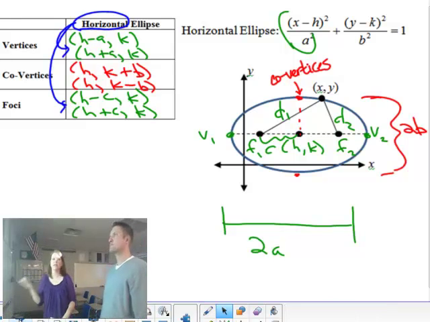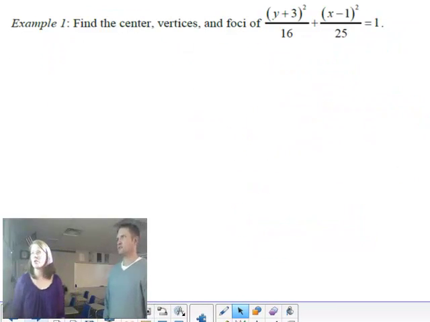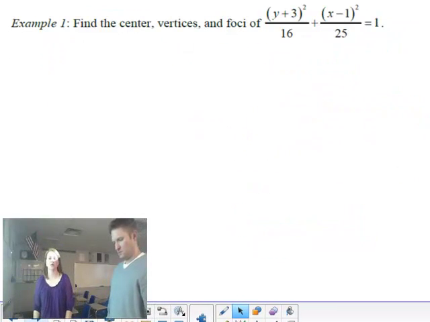So co-vertices going the other way. Awesome. Again, you're going to need to know those equations. They look just like a circle, but they're dividing different amounts in the x and y direction. Okay, so first job of the day: is it horizontal or is it vertical?